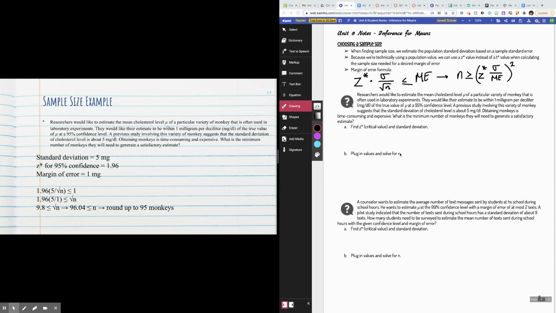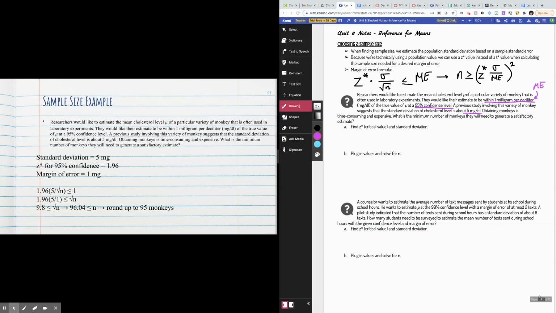Okay, so in this problem, we're talking about trying to estimate the mean cholesterol level of a species of monkey. Okay, they say they want their estimate to be within 1 milligram per deciliter of the true value at a 95% confidence level. Okay, so this right here is my margin of error. Okay, 95 is obviously my confidence level. Okay, and they say a previous study suggests that the standard deviation is about 5 milligrams per deciliter.